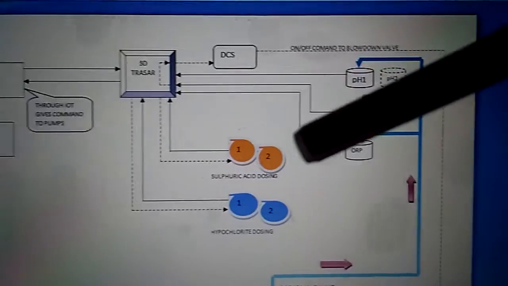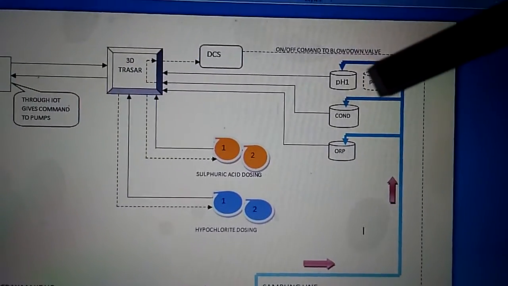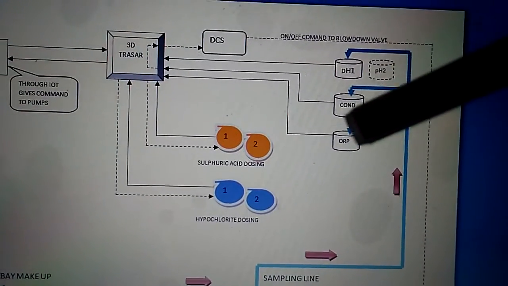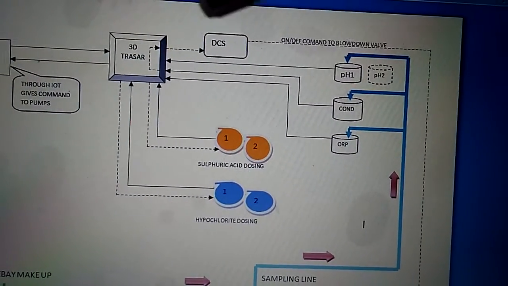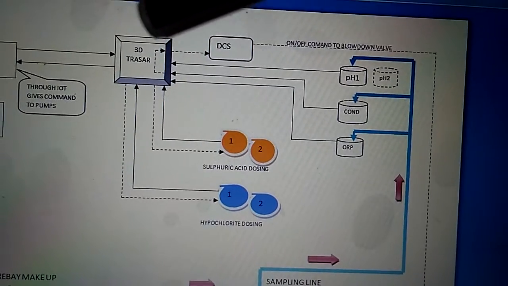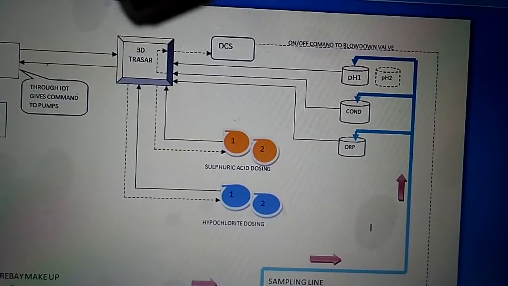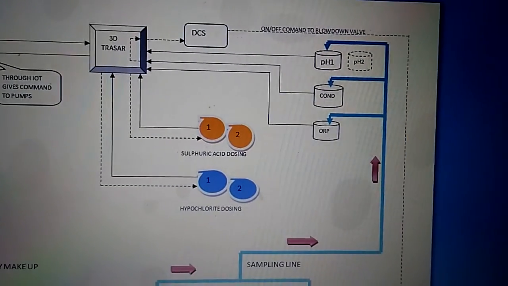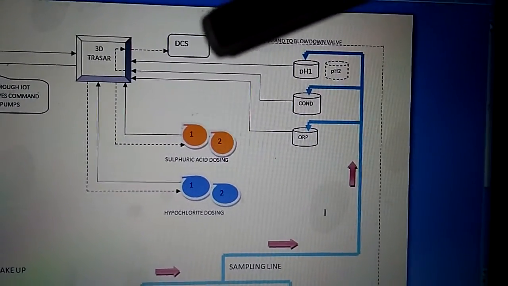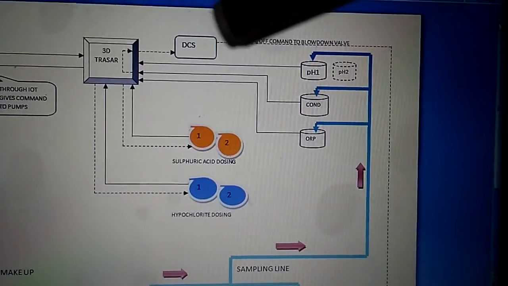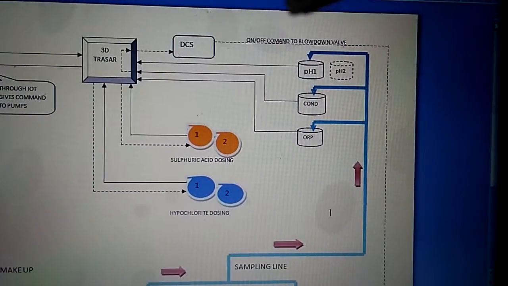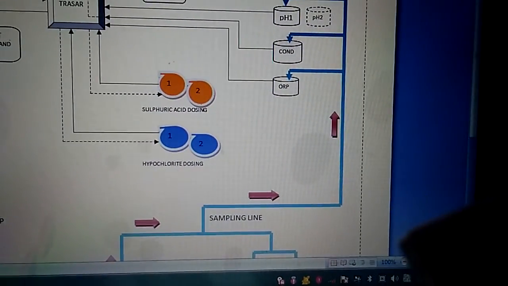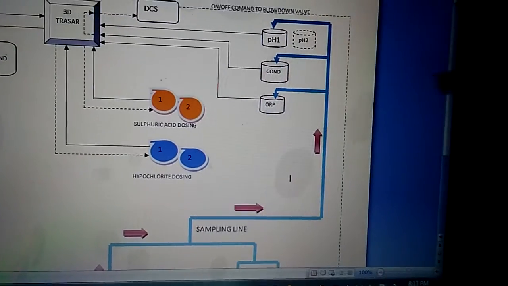In this fashion, it can control the pH of the system. Similarly, for conductivity, the conductivity values go to the 3D tracer system, and from there they go to our DCS. In DCS we have two values, a band, for the conductivity. This DCS we have programmed for operating the auto conductivity valve.